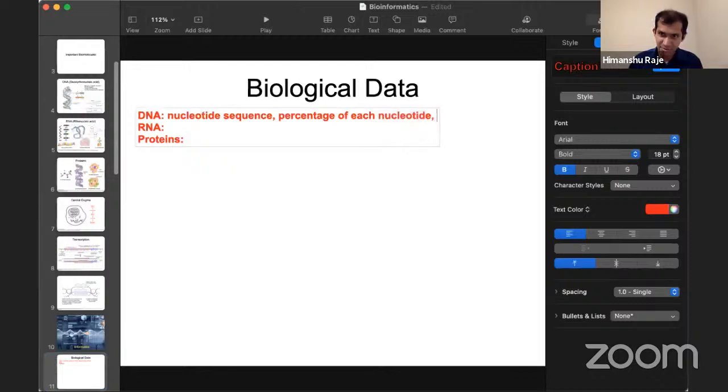That could be some meaningful information. The other meaningful information here would be if I have one DNA molecule sequence, how similar that is with the other DNA molecule sequence. For example, let's talk about us. Let's talk about humans. We have several genes in our body.